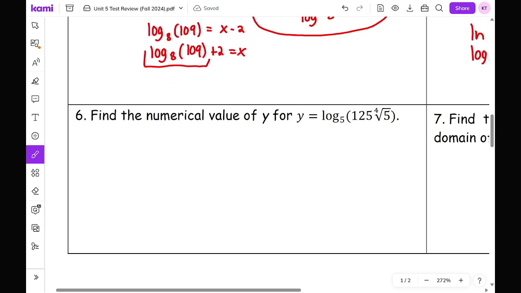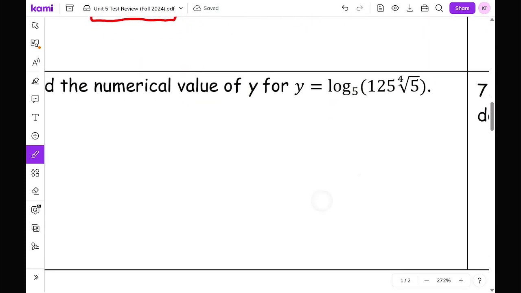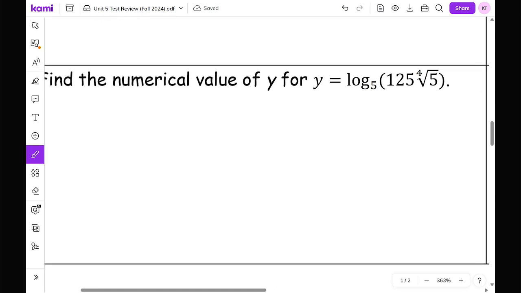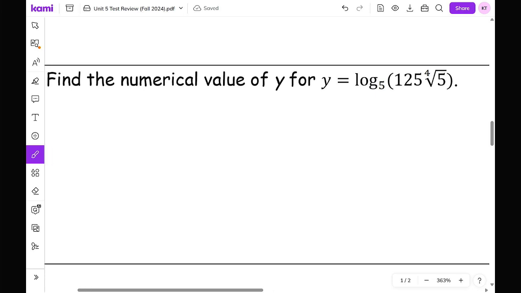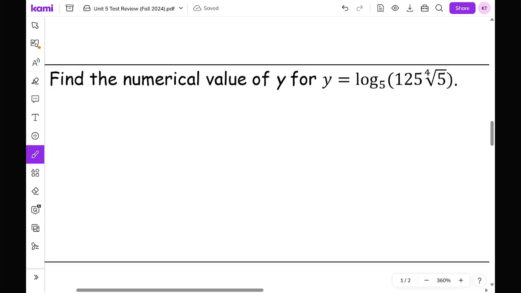All right, so now we're going to find a numerical value for y equals log base 5 of 125 times the fourth root of 5. So I'm going to convert this one first to exponential form. So we'll do 5 to the power of y is going to equal 125 times the fourth root of 5. Now, seeing I have a base of 5 on the left should be my hint here.